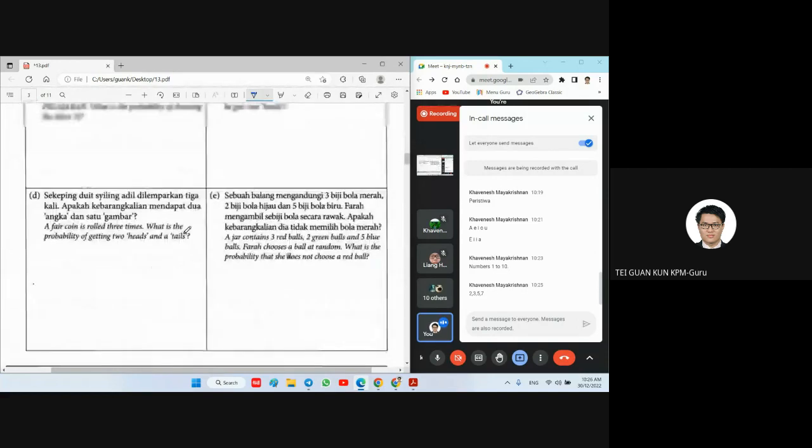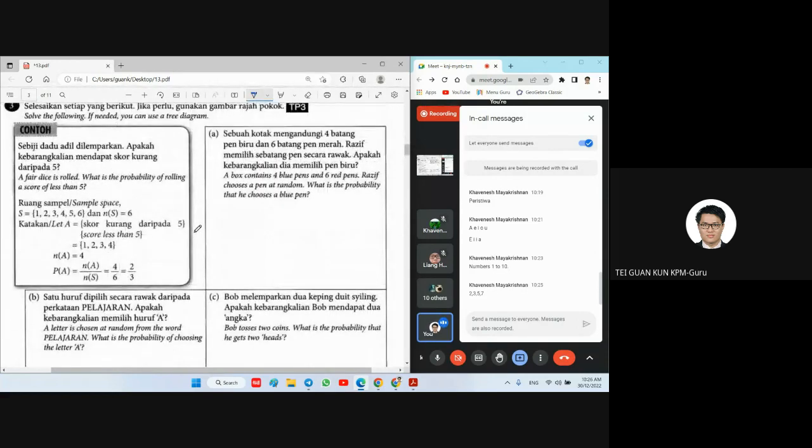Page 54. Okay, 53 tak payah buat lah. Okay, 54. Solve the following. If needed, you can use the 3 diagrams. Okay, so a box contains 4 blue pens and 6 red pens. Rajiv choose a pen at random. What is the probability that he choose a blue pen?